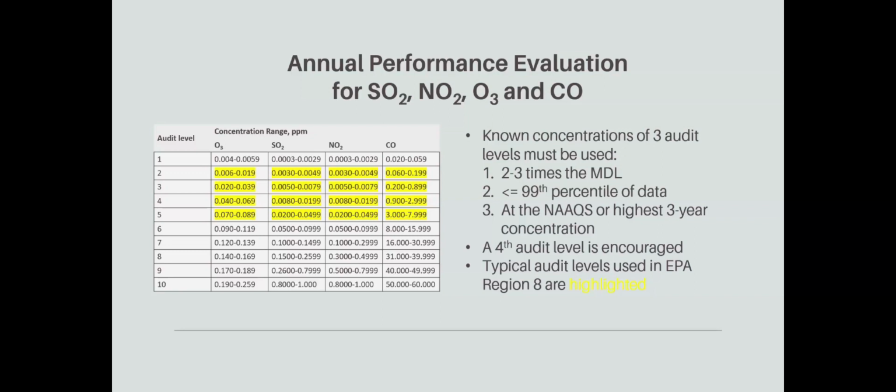The highlighted levels here are typically audit levels that we use here at EPA Region 8. That's the region I'm based out of. I do a fair amount of work in Region 8. And once you're outside of urban areas, these 4 audit levels, 2 through 5, are typically what we run for all our audits.